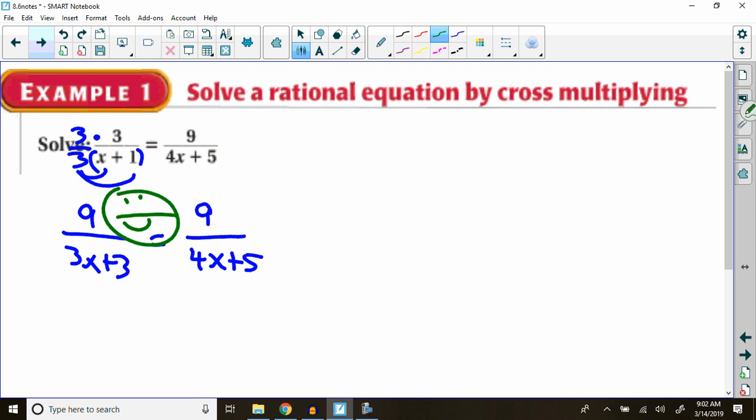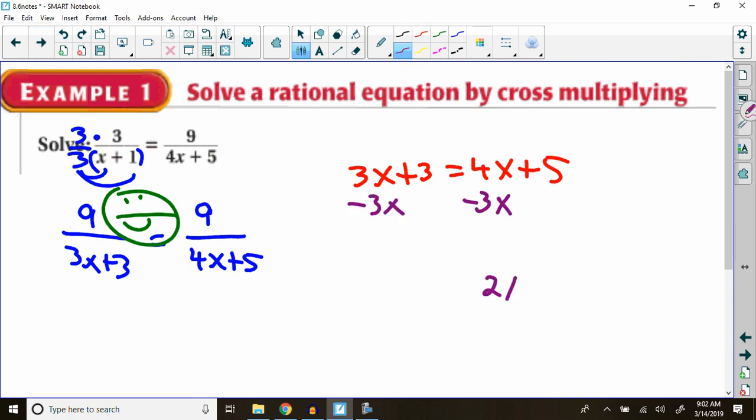So what's our new equation then, our smaller equation that we can write? Boom, there it is: 3x plus 3 equals 4x plus 5. And we'll go ahead and solve that. So we'll have to what? Subtract 3x from both sides.